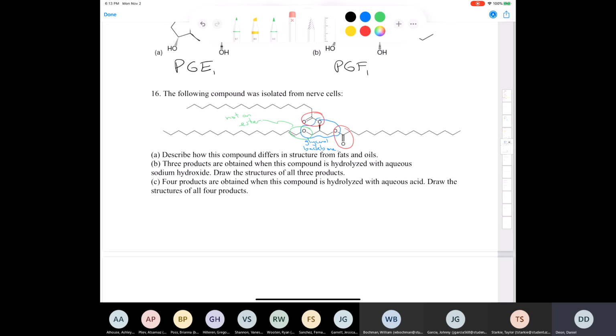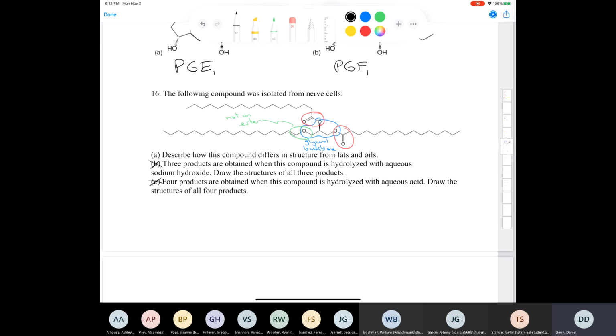3 products are obtained when you hydrolyze it. Anyhow, don't worry about drawing those. 4 products are obtained when you hydrolyze it with aqueous acid. Again, that's kind of beyond the scope of our class, so I'm not going to ask you anything about that. You can just cross those ones out. I took those from, believe it or not, a second semester full year organic chemistry class.